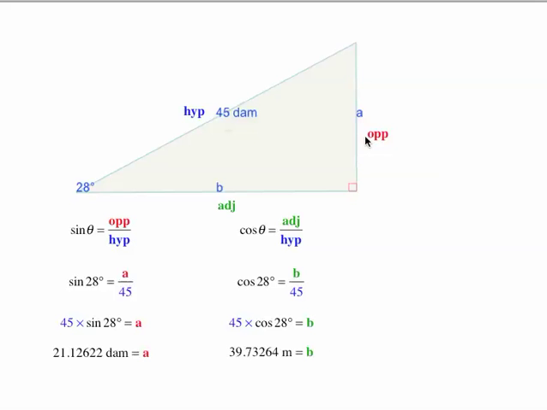The other thing we could have done is, once we know the A side and you know the hypotenuse, you can always use Pythagoras' theorem to figure out your B side, by the way.